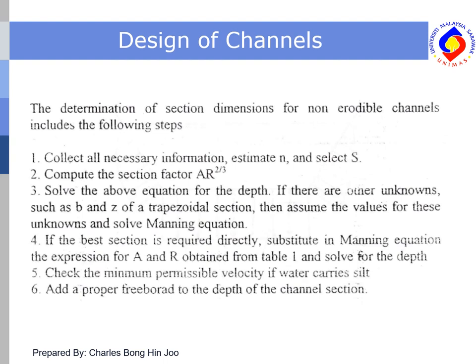Then the next step is to compute the section factor AR to the power 2/3, and solve the above equation for the depth. If there are other unknowns such as the bottom width B and side slope Z for a trapezoidal section, then assume values for these unknowns and solve using the Manning equation. If the best section is required directly, substitute in the Manning equation the expression of the area and the hydraulic radius obtained from the previous table for the best hydraulic section and solve for the depth.